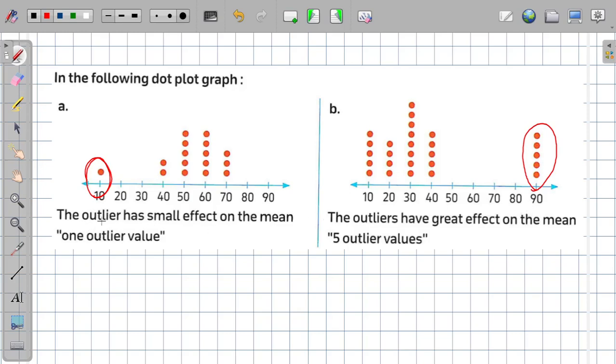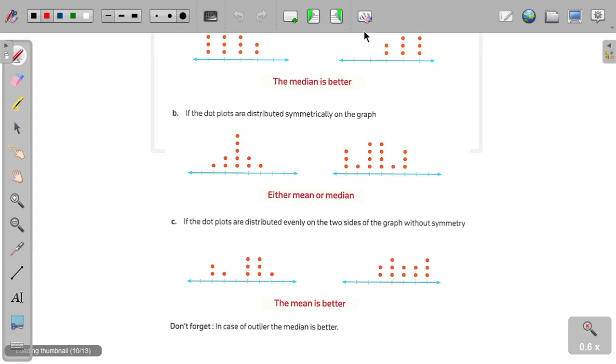So the outlier here has a small effect on the mean, because I have only one value. Okay, but here I have 5 outliers, so the outliers have a great effect on the mean. Here it will increase the mean with great effect, but here it will decrease the mean but with small effect.